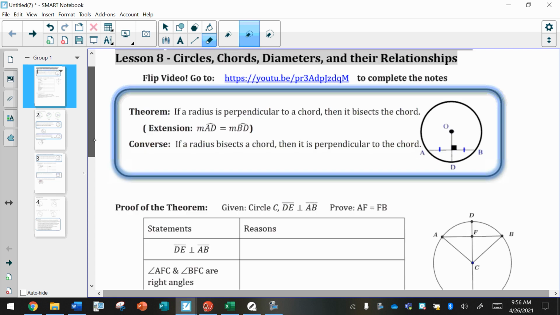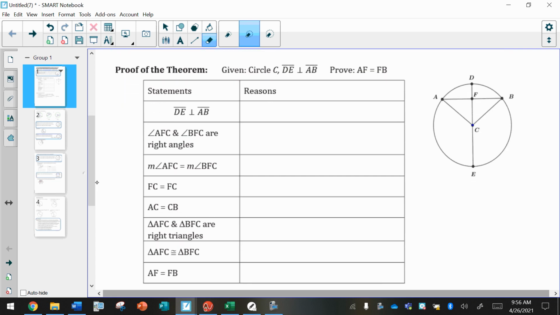Okay, so we're going to do a proof. I'm going to show you why this is true. So we're going to prove the theorem. We're given circle C. We're given that DE is perpendicular to AB. So those are our givens.